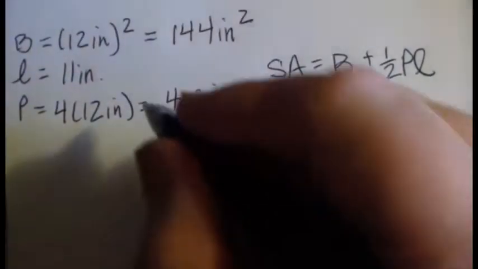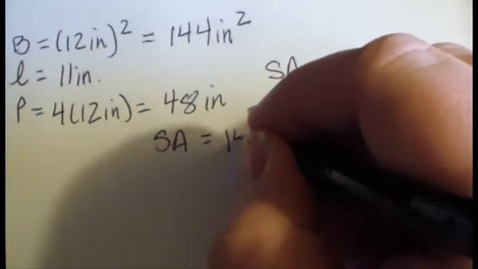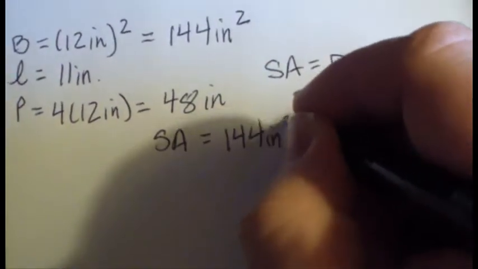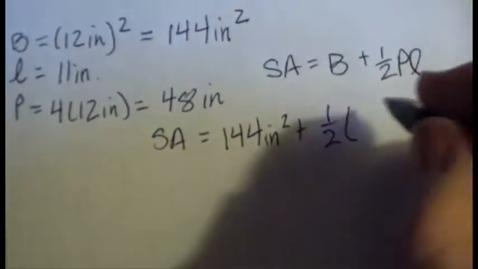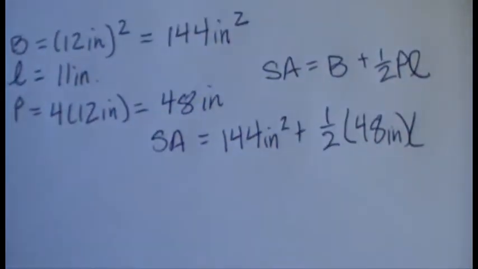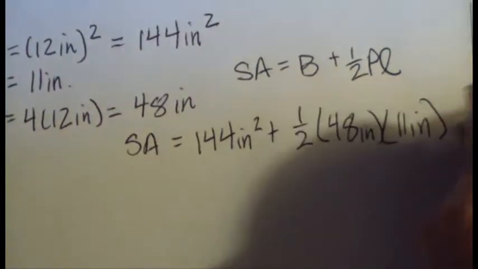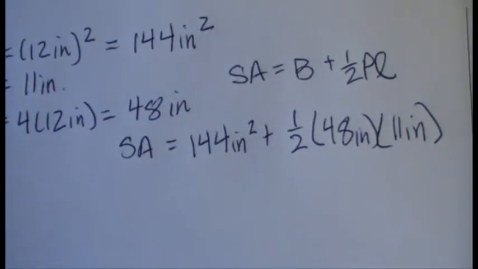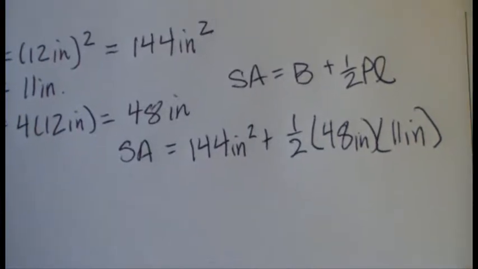Okay, so our surface area is 144 inches squared plus 1/2 times the perimeter, which we found was 48 inches, times the slant height, which is 11 inches. Alright, so that's what we're going to plug into our calculator. Let me find my calculator first of all. Okay.